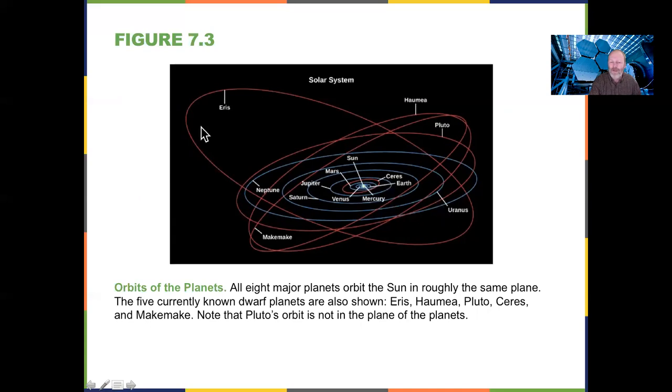But we have Eris, which has a moon. We have Makemake. We have Haumea. We have Ceres. Notice Ceres is sort of in here in the middle. It's actually also considered an asteroid. You can be a dwarf planet and an asteroid. And it's the largest of the asteroids by a good clip.